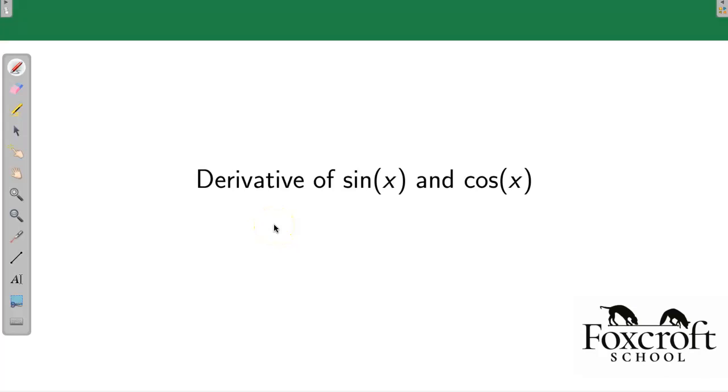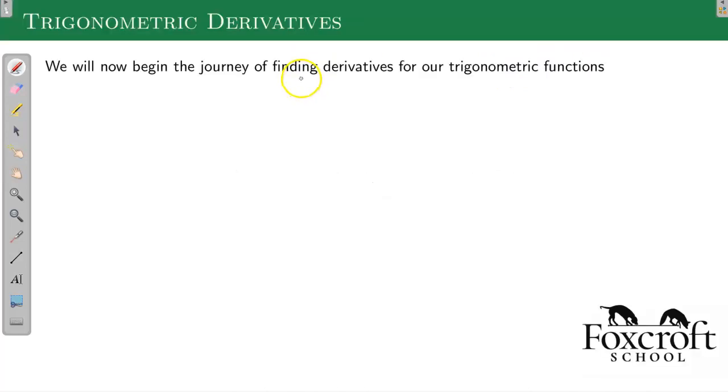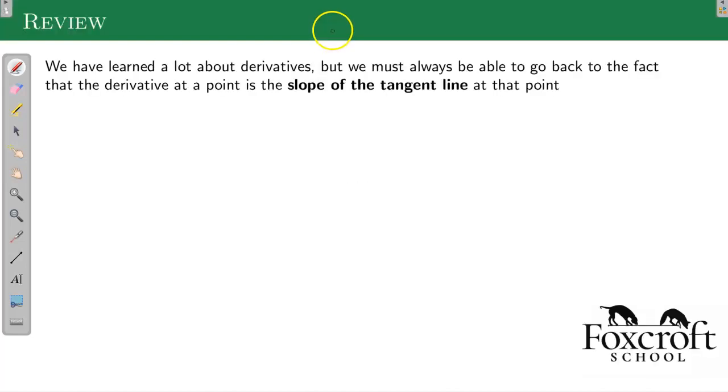Right, so we avoided it for a while, but now we finally have to talk about the derivative of sine and cosine. So sine and cosine is just the beginning. There's more trigonometric stuff we have to learn about, but we have to figure out sine and cosine first.